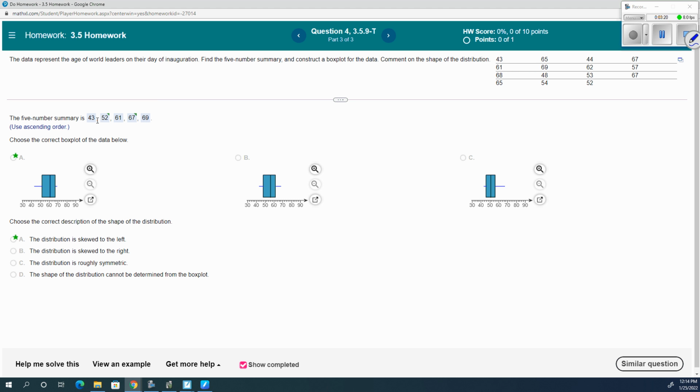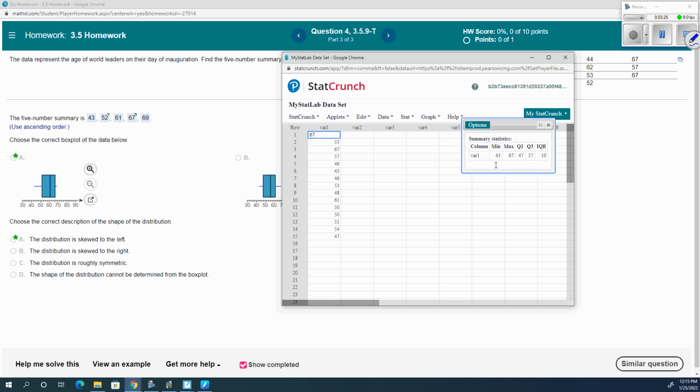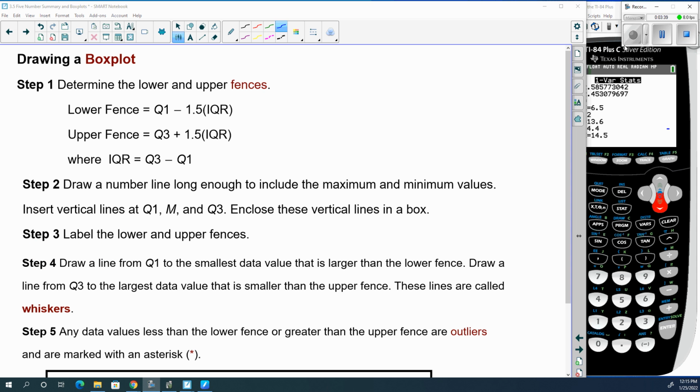So then we can see that the data I just came up with from StatCrunch is the same here. Okay, now it does say to use ascending order, so you're putting your minimum, quartile 1, quartile 2, or the median, quartile 3, and then the maximum. Now you'll also be asked problems about the fences, the lower fence and the upper fence. This helps you determine if a data value is an outlier, if it's outside of the fences.